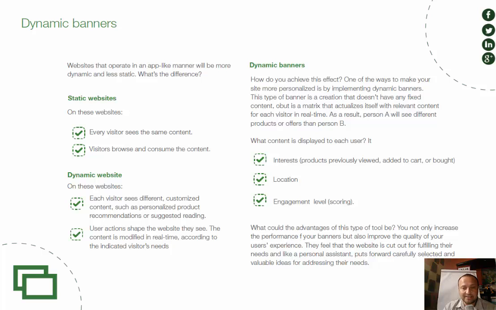What content is displayed to each user? Interests, products previously viewed, added to cart or bought, location, and engagement level, like scoring. What could the advantages of this type of tool be? You not only increase the performance of your banners, but also improve the quality of your users' experience. They feel that the website is cut out for fulfilling their needs and, like a personal assistant, puts forward carefully selected and valuable ideas for addressing their needs.